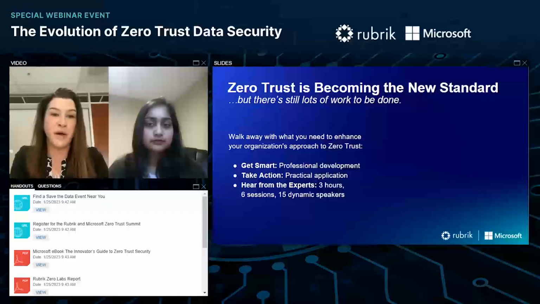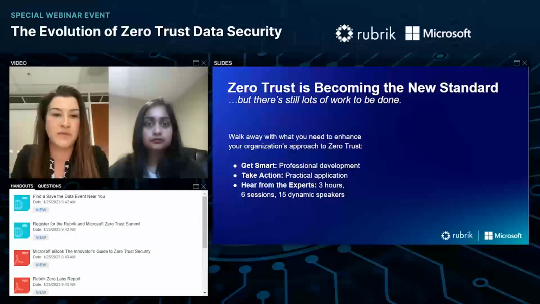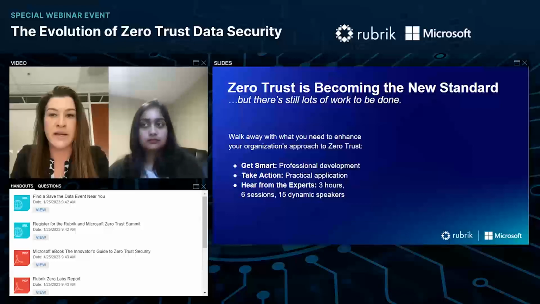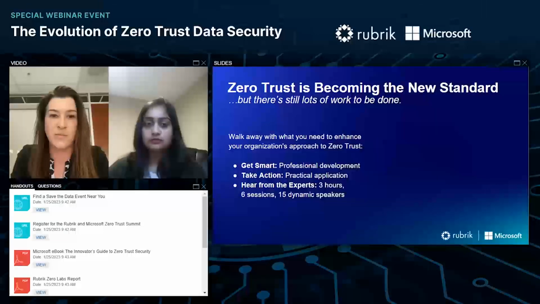Yeah. Top of mind, and one of the most important things for us when developing the agenda, is that it is a thought leadership event, and it had to come away with some practical things, because Zero Trust is not just an idea. It's also taking action and using these types of things, right?